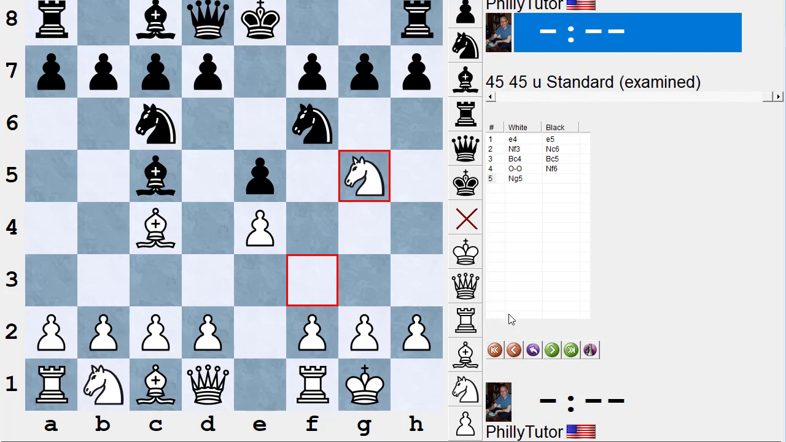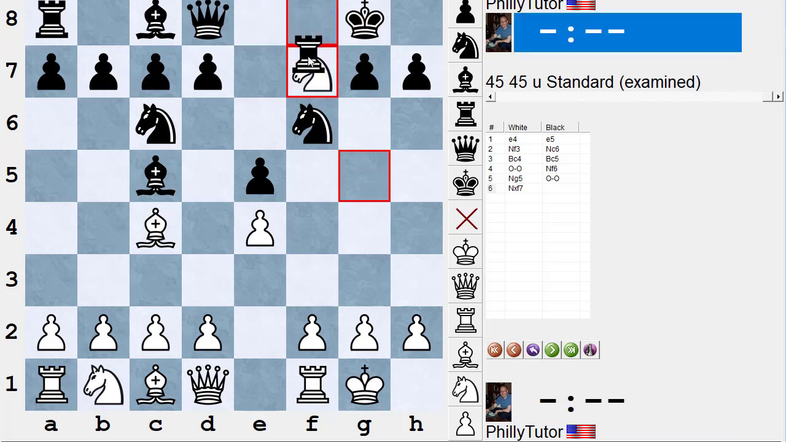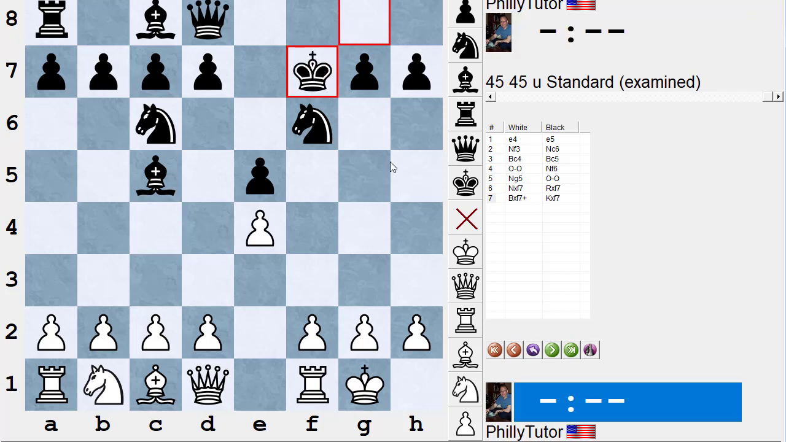And the answer is you should just castle. Okay, so if you castle, now you've got a king and a rook guarding this pawn. Let's say white decides to take the pawn. Knight takes f7, rook takes f7, bishop takes f7 check, king takes f7.